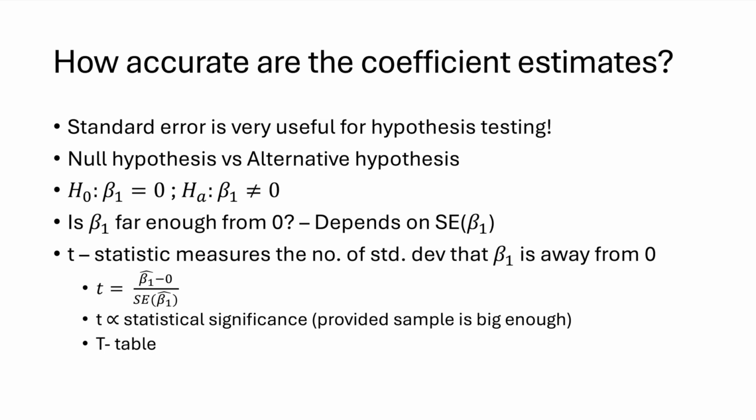However, if beta 1, which is your slope, is 0, then there is no relation. No matter how many times you increase X, there won't be any changes in Y. However, if there is a relationship, then that won't stand true. So that's why in the null hypothesis, we say that beta 1 is equal to 0, and in the alternative hypothesis, we say that beta 1 is not equal to 0.